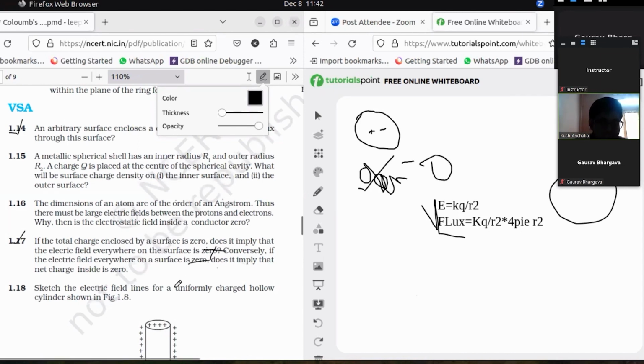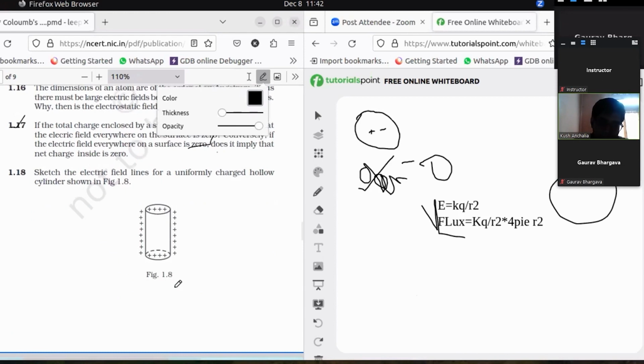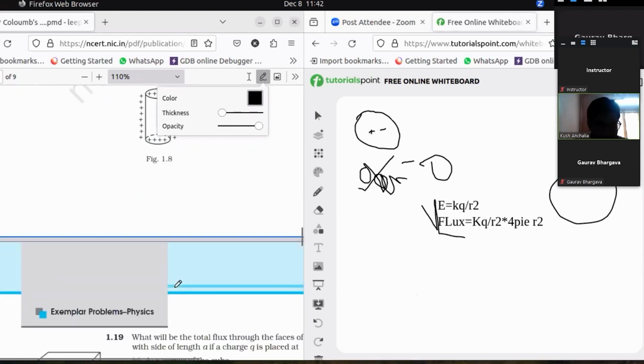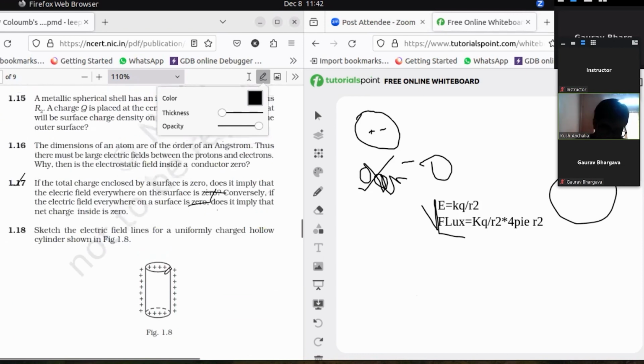In this case, the electric field lines for a uniformly charged hollow sphere. This one is very easy. See, for plus, it will be like this. It will be throwing away. It will again be throwing away. For this plus, it will be throwing away. And if you are worrying that this plus is also throwing away, this plus is also throwing away.